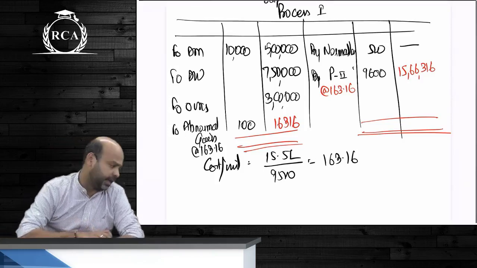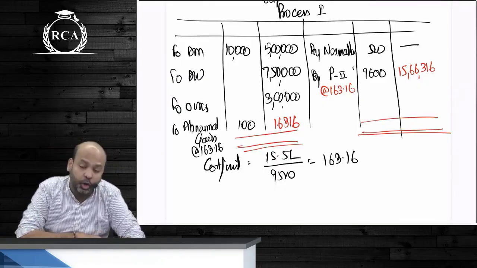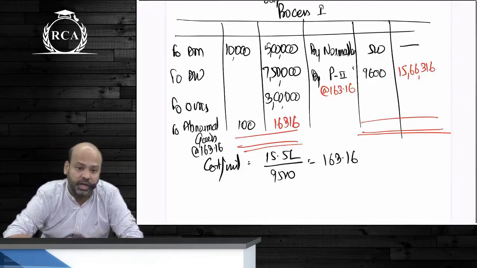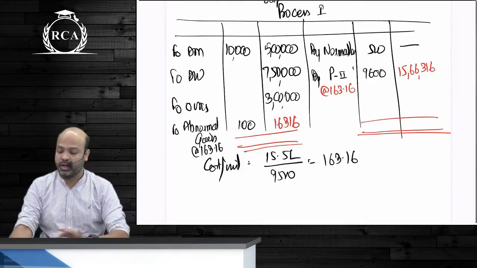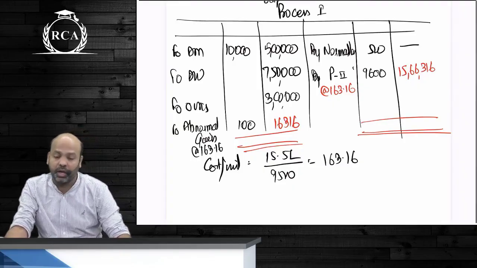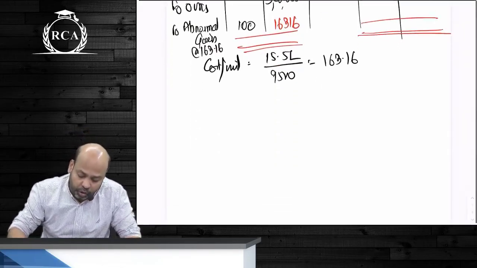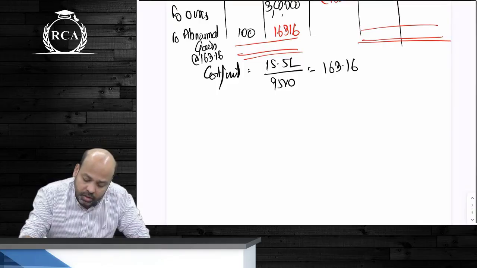Against normal loss, we are going to write 0 rupees. Abnormal gain will be written on the debit side, 100 units valued at 163.16. The total value of this abnormal gain will be 16,316 rupees. Now, how are we going to close abnormal gain account?